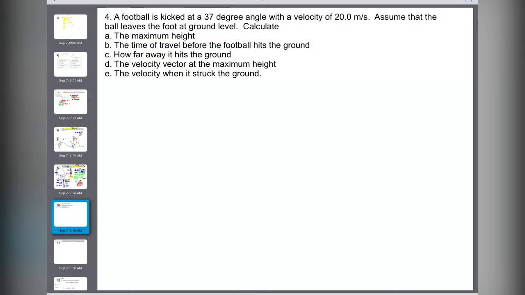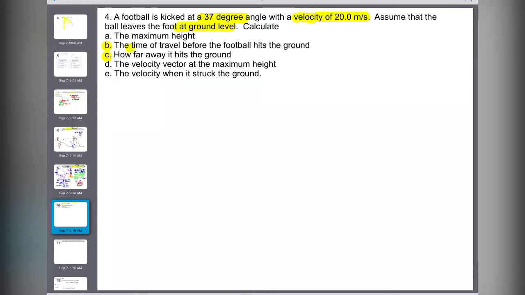okay, so question 4. A football is kicked 37 degrees with a velocity of 20. Assume the football leaves at ground level. Calculate. I'm actually going to not do A, D, and E. I'm going to focus on just B and C. Those are more the typical type of question, and then we're going to talk about A and D and E.